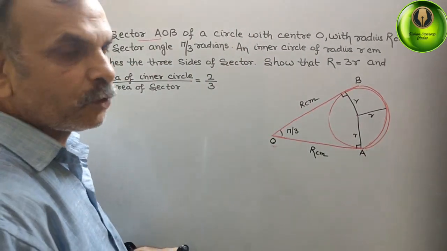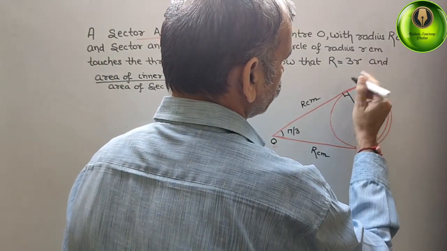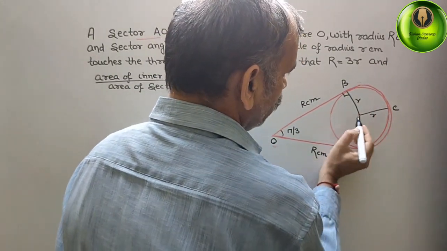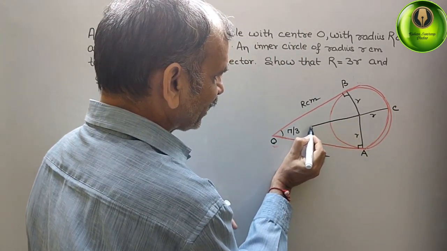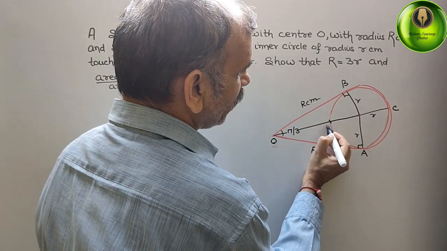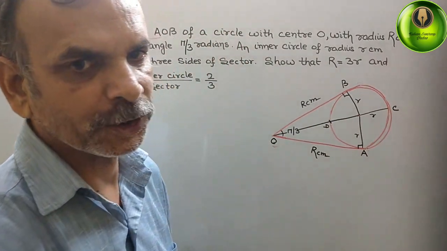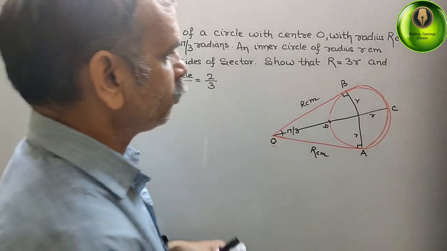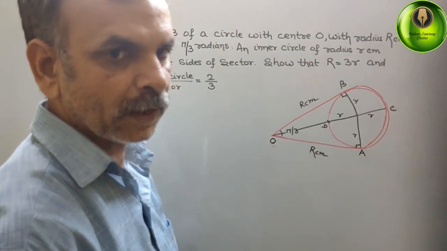Now, next what we have to do? Just we have to name them. So this is A, this is B. This comes your C point. And we will join this by extending this line. So this point is your D point. So now understand this. This is your R, this is also your R.